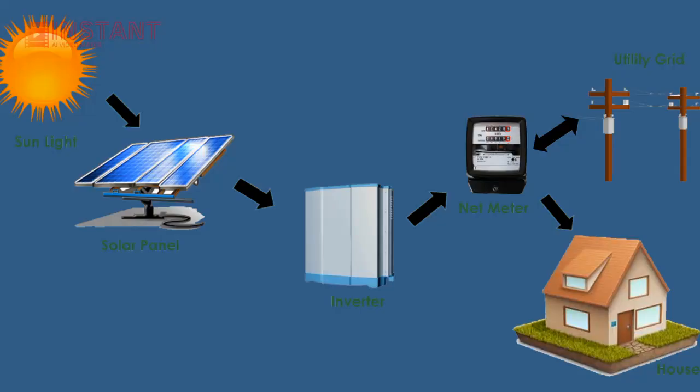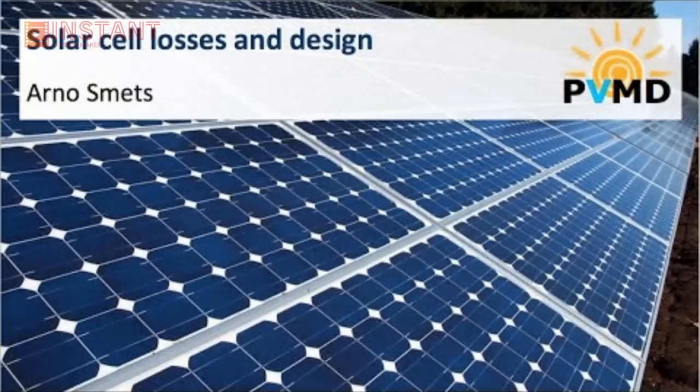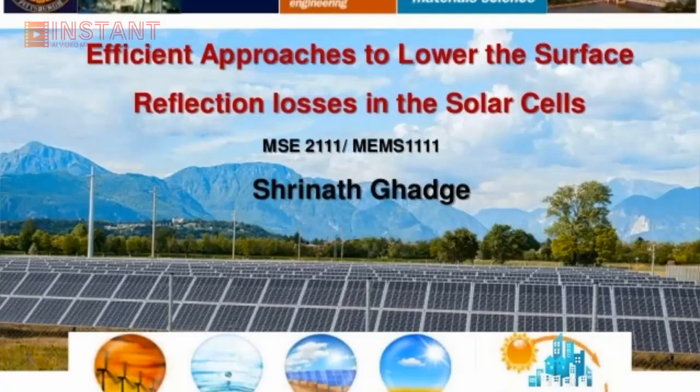Number 5. Reflection losses. A small percentage of sunlight gets reflected instead of being absorbed by solar panels. Factors like angle of incidence and panel surface quality impact reflective losses.